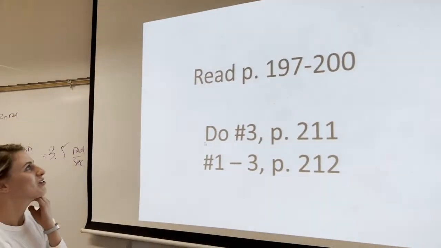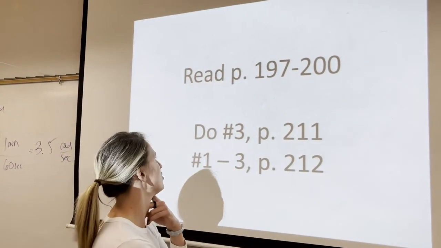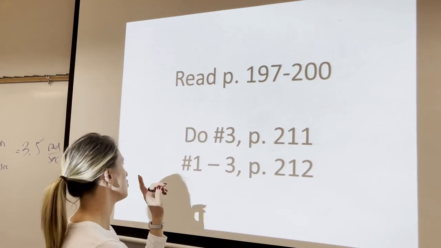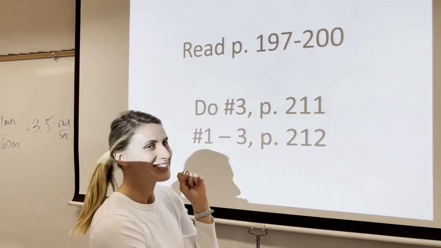And now for your homework. You're going to read pages 197 through 200. You're going to do number 3 on page 211, and you're going to do numbers 1 through 3 on page 212. You can do this.